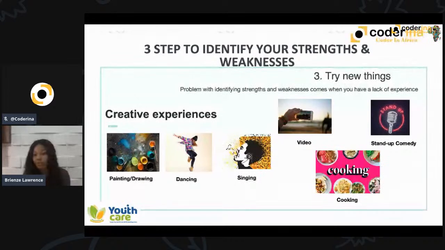Stand-up comedy. Some of us are very funny, but we don't know that we can actually make money out of it. So are you that one person that when you're among your friends, you make them laugh? If that's who you are, have you gone to bars or gathering, where they do comedy shows, stand-up comedy? If you haven't, try it.